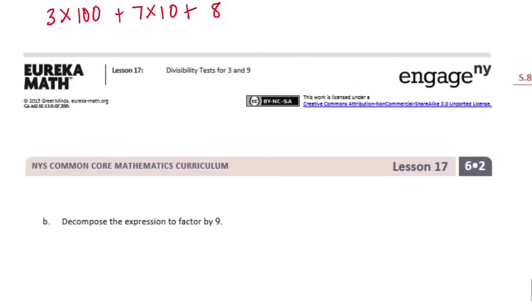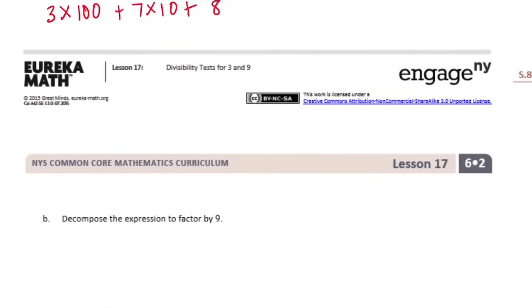Decompose the expression to factor by 9. So what we're going to do is decompose the 100 and the 10 to bring out things that are divisible by 9 so that we can factor them out, meaning kind of like bring them out so that we can eventually just kind of get rid of them.